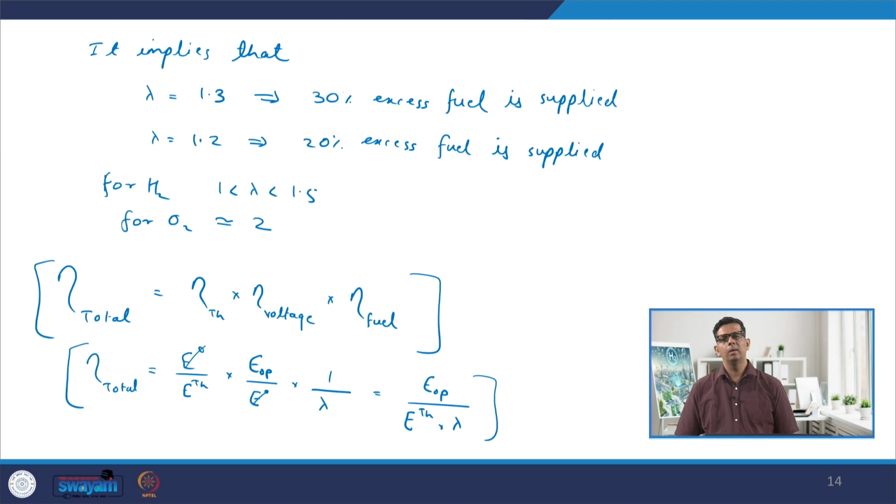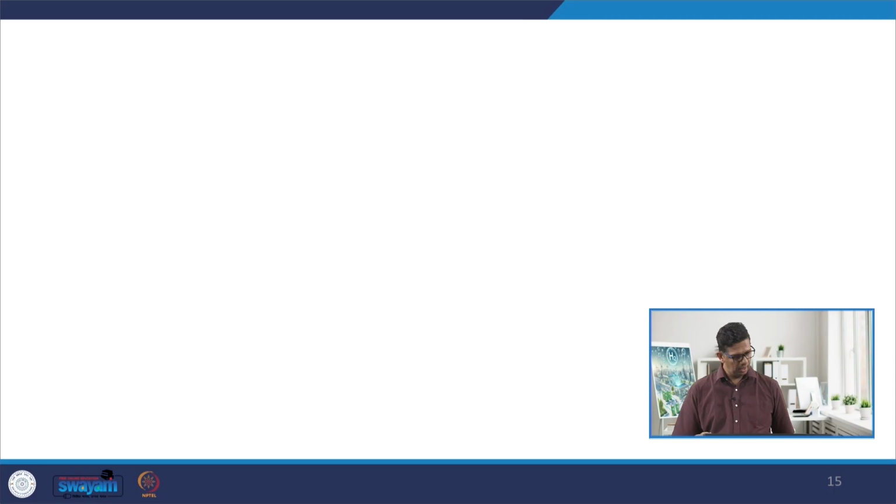So, once we know the operating potential, we already know the thermoneutral potential, and if you know this fuel utilization factor as well, or in other words what is the excess amount of fuel that is supplied to the fuel cell in percentage, we can find out the lambda, and once we know that we can find out the total efficiency. Let us go ahead and solve very quick examples.